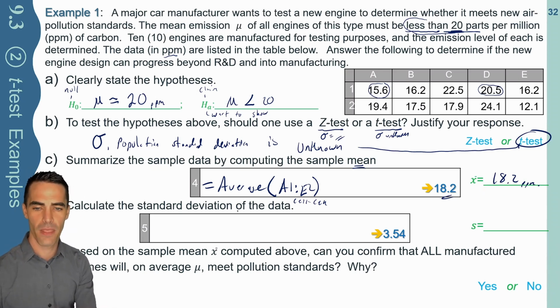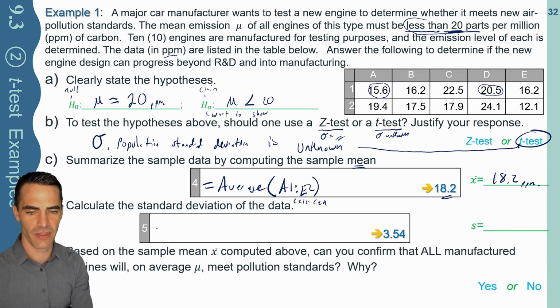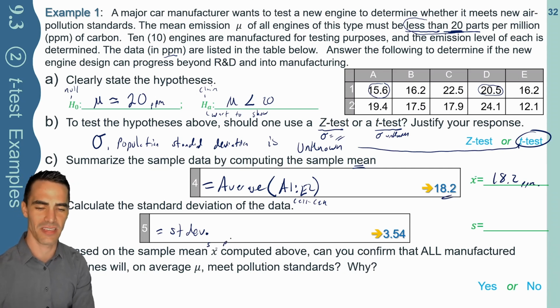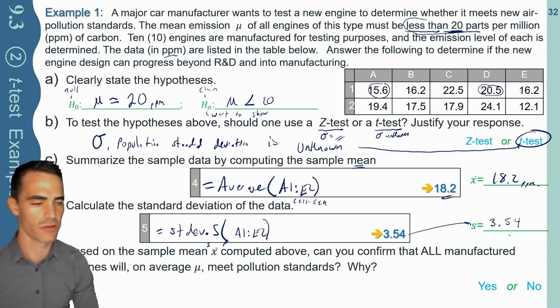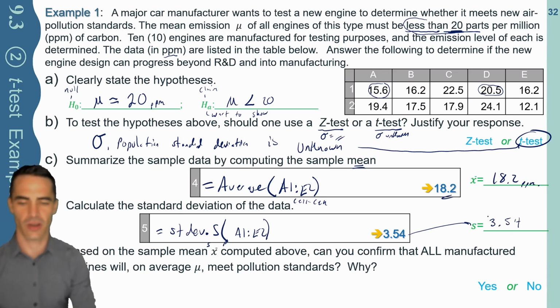Let's find out. Calculate the standard deviation of the data, equals, we had a function, it was STDEV, and there were two options. There was .s and .p for statistic or parameter, or you can think about it sample and population. In this case, we're generating a statistic, or we're pulling it from a sample. Cell selection is the same, A1 to E2. And we get our sample standard deviation of 3.54. There we go. There's our spread. So we've summarized our data.